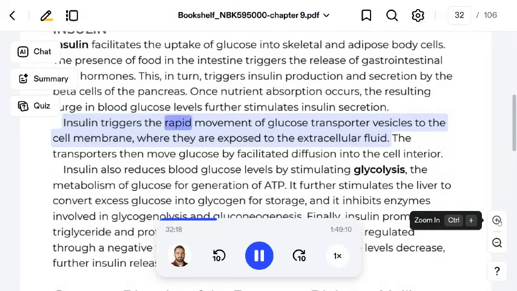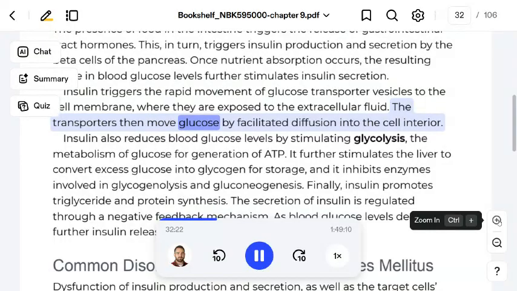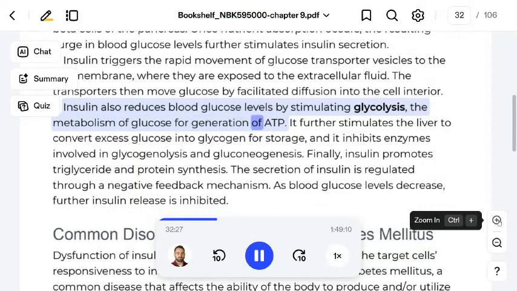Insulin triggers the rapid movement of glucose transporter vesicles to the cell membrane, where they are exposed to the extracellular fluid. The transporters then move glucose by facilitated diffusion into the cell interior. Insulin also reduces blood glucose levels by stimulating glycolysis, the metabolism of glucose for generation of ATP.